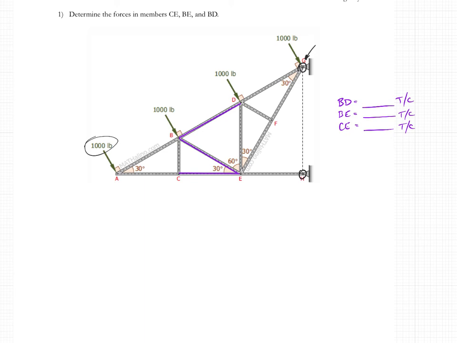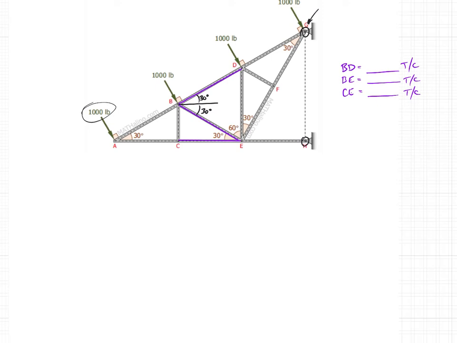The other nice thing about doing it this way is I don't need very much in the way of geometry. Of all the geometry that I've done so far, the only thing that you're going to need here is angles. So this angle is 30 degrees and this angle is 30 degrees. I think that's the only geometry you're going to need here. You don't need distances because we're not going to be summing any moments, because we're just doing joints, right? Okay, so I'm going to start with joint A.